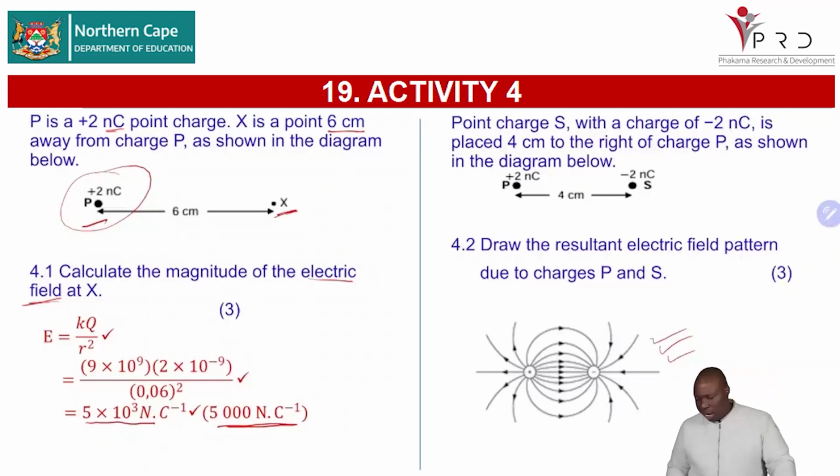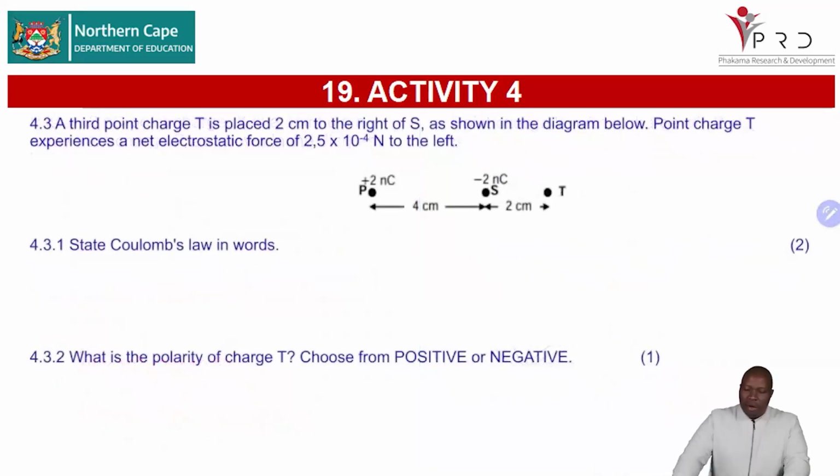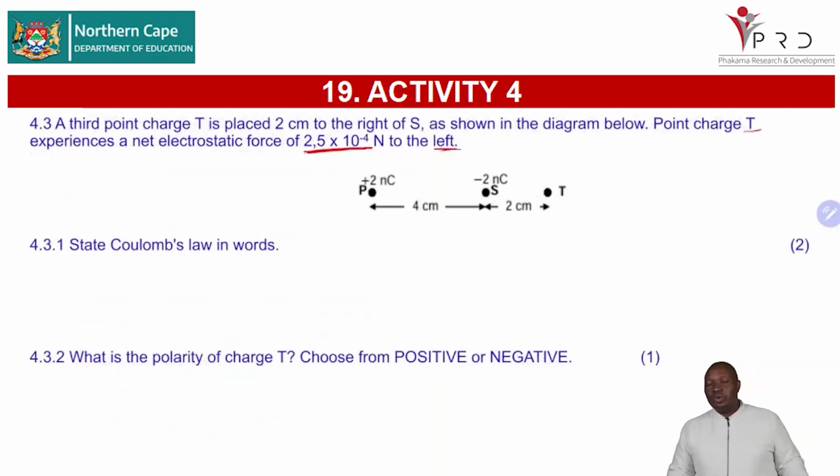So you're able to say, come exam, this type of question, I will do it. As if that is not enough, we had a 2 nanocoulomb, we put the point X, we calculated the electric field experienced by X. We brought the negative 2 nanocoulomb, we have drawn the electric field patterns. Now we bring the 3rd point charge, which is called T, which experiences a net electrostatic force. So it has a net electrostatic force, and it has a direction as well. This net electric force is to the left, that is towards S.